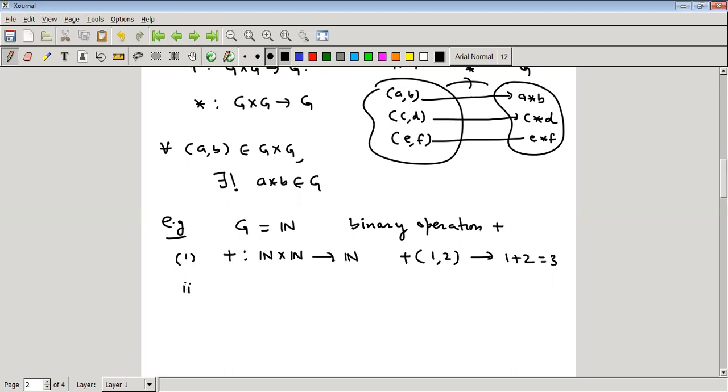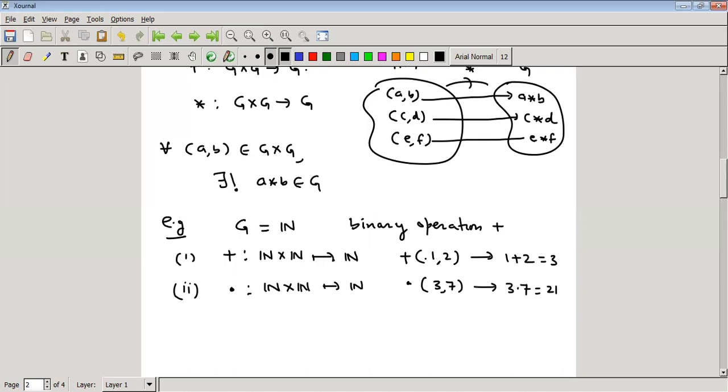So let us check for the same set of natural numbers. Is multiplication a binary operation, a binary composition? Let's check whether multiplication is a binary operation for natural numbers. So you can take any two natural numbers, 3 comma 4, 5 comma 7, whatever it is, let it be 3 comma 7. So what is the answer? 3 into 7, and 3 into 7 is equal to 21. So 21 is a natural number, so it is again.